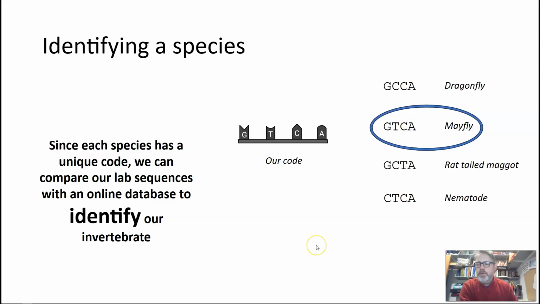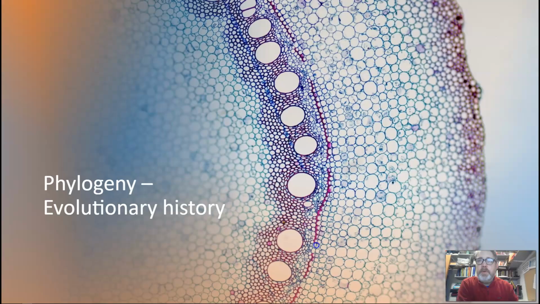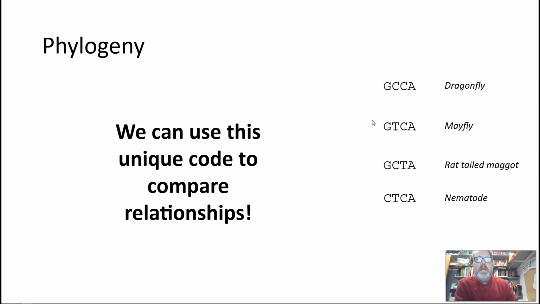So it allows us to use that DNA barcoding to figure out what our species is by comparing it to thousands and thousands of other species that folks have put into this database. We can also determine phylogeny. Phylogeny is evolutionary history. The way we think of it is a family tree. People often build those by looking at who your parents are, who your grandparents are, your great grandparents, that sort of thing. It's the same idea except for different species. So we can use this code to compare relationships.